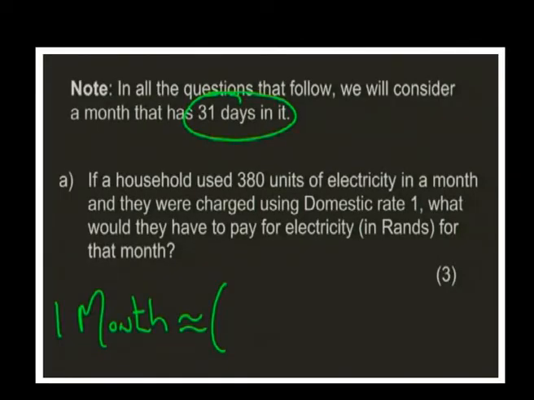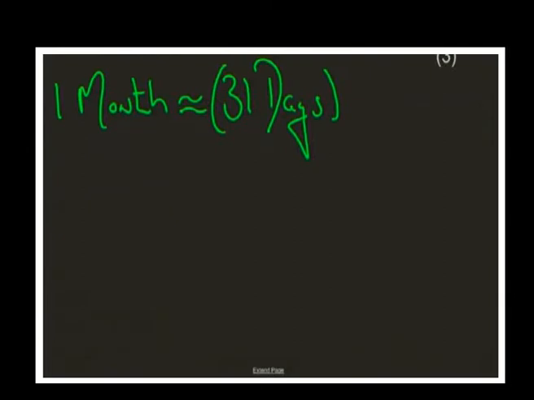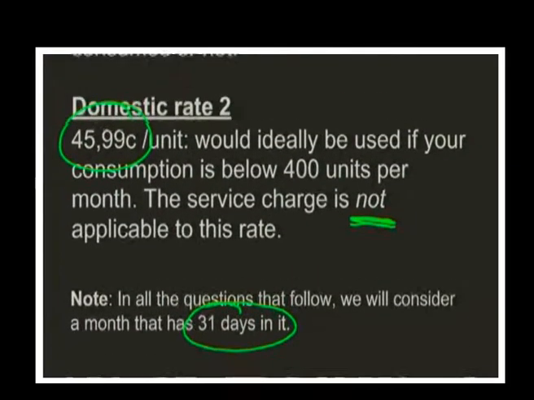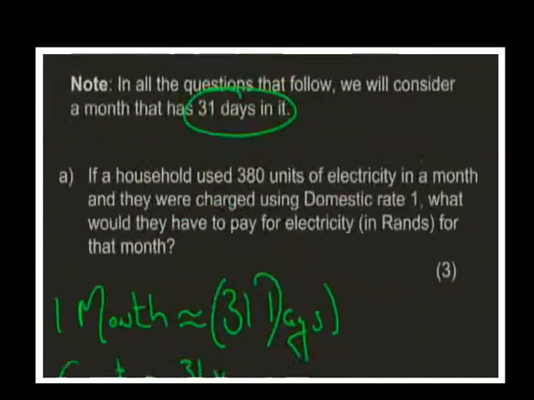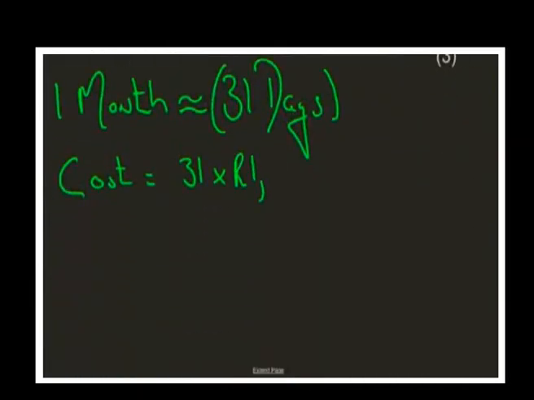It could have 30 days, or it could have 31 days. So 31 days in a month. The examiner is telling us that to put our mind at ease, and so we know that every month we're using 31 days. What's the cost going to be? So I've got 31 days. My cost, 31 days, and on each of those days I'm paying an amount of 1 rand 46. So times 1 rand 46.